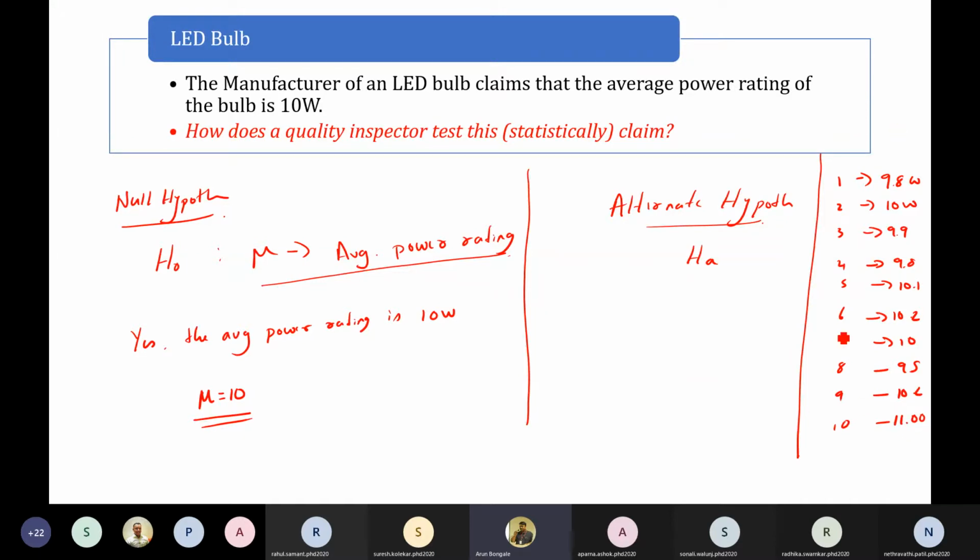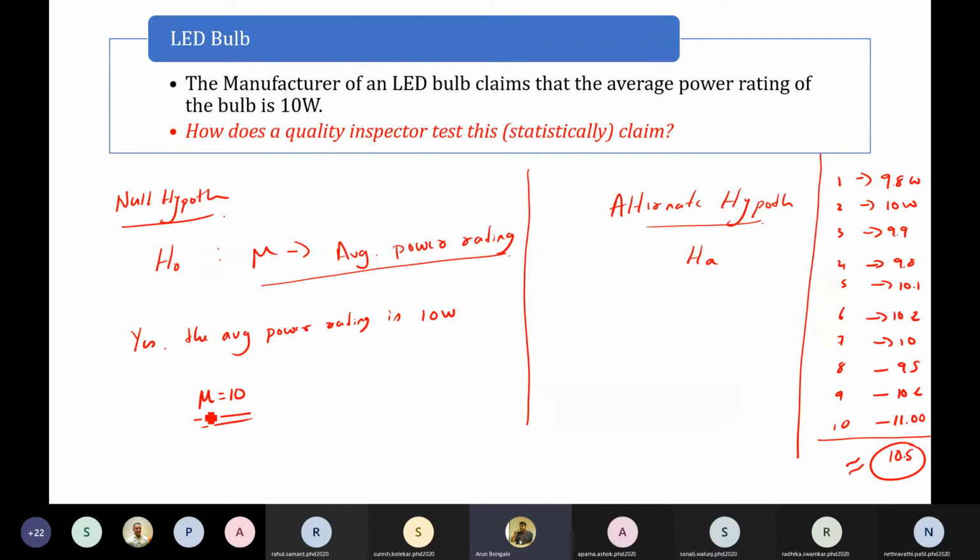So likewise, I'll come out with a value for each sample. For each LED bulb in the sample set, I'll carry out experimentation and I'll find out the average value. Assume that the average value comes out to be 10.5 or something. So now the null hypothesis is 10, but I am getting 10.5. Then whether I have to accept it or reject it, that parameter we'll discuss in the coming slides. As of now, we'll assume that.